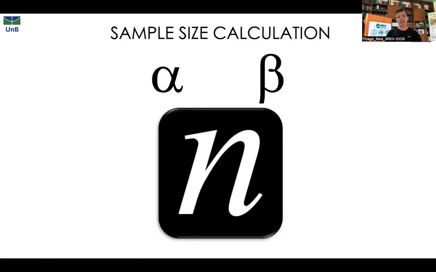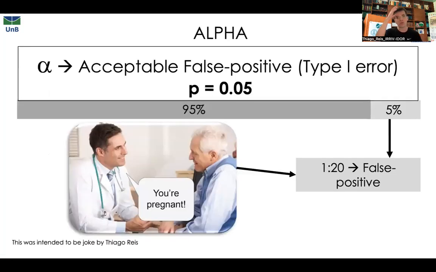Now, sample size calculation, and I will explain these two concepts, alpha and beta. Alpha means the acceptable false positive results. So we came all together, the community of statisticians, and we decided that 5% of false positives are acceptable. So, for example, this physician is telling this patient that you are pregnant. We know this is not true. This is not possible.